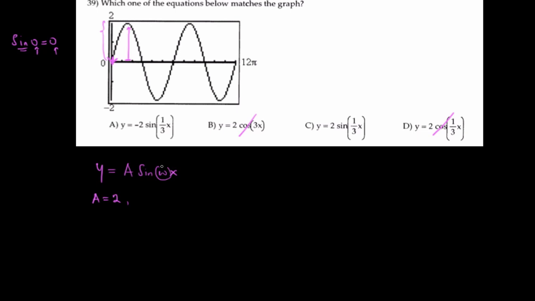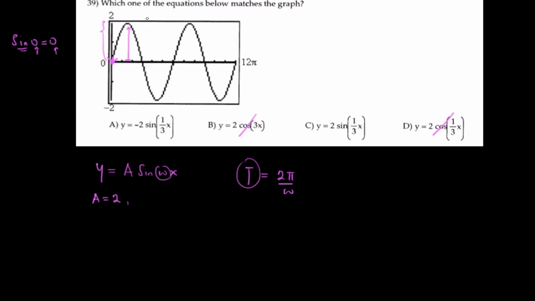And then we said, like in the previous video, that the omega is derived from the period. The period is given by 2 pi divided by omega. So when I know the period, then I can find omega. Now how do I determine the period of this graph here? Based on what we have here, we have been given that the period of these cycles here is 12 pi.